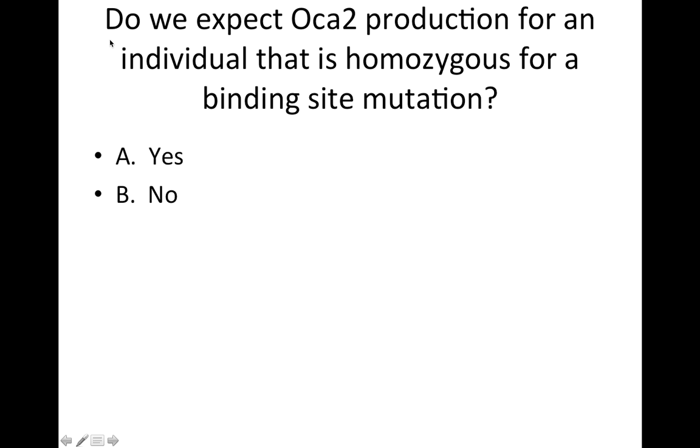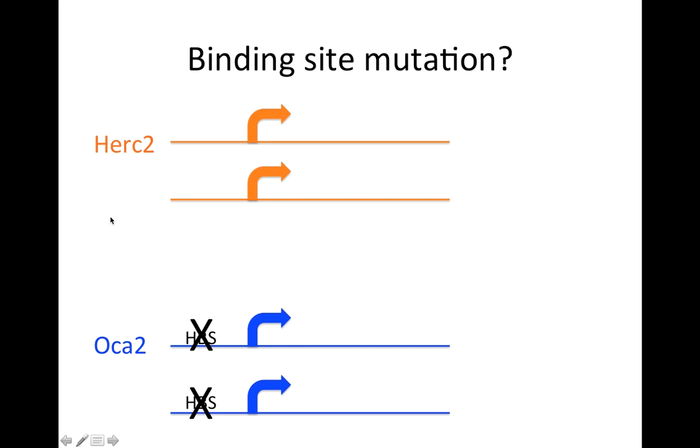So here's a problem. Do we expect ACA2 production for an individual that is homozygous for a binding site mutation? As I just went through, we would expect no ACA2 production, right? So this is our first example of HERC2 and ACA2, a two-gene circuit, we can call it, and some practice on determining what we expect from different genotypes.